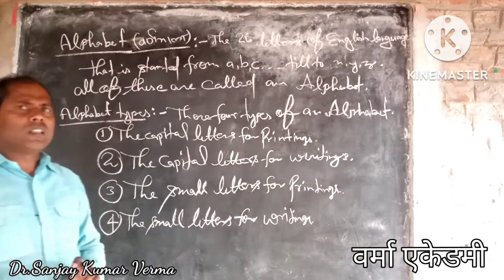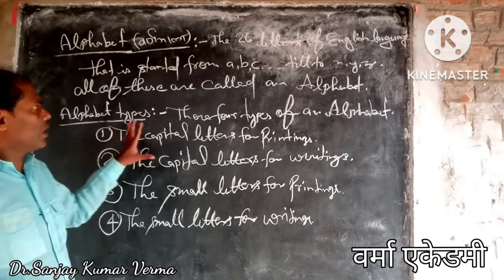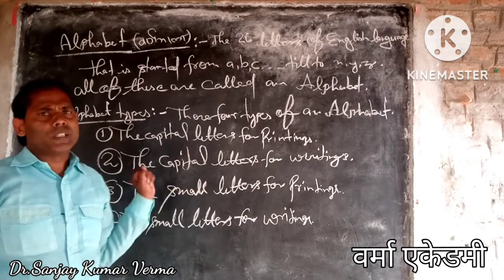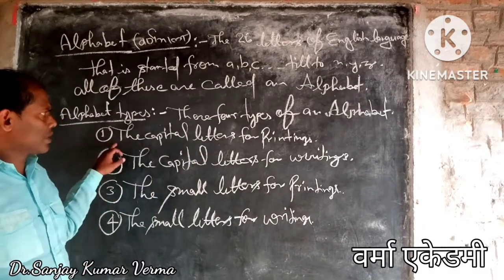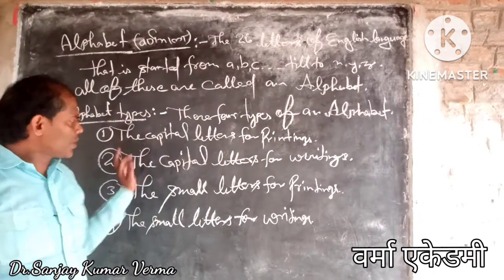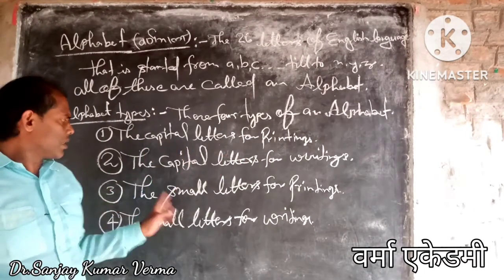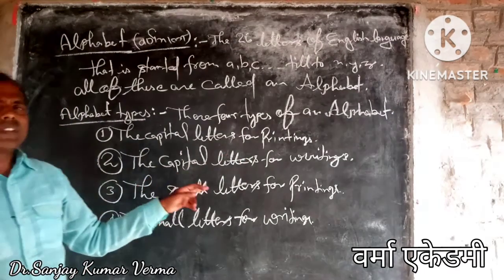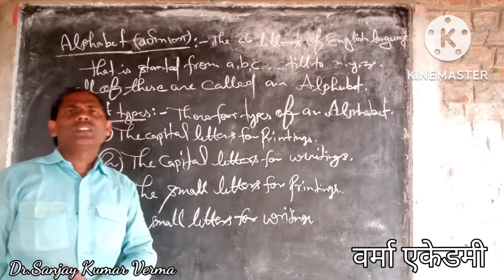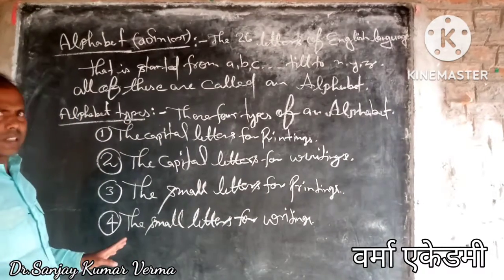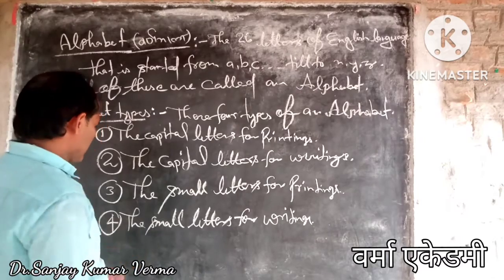Means there are 4 types of an alphabet used. Number first, the capital letters for printing. Number second, the capital letters for writing. Number third, the small letters for printing. And number fourth, the small letters for writing. Okay. Next.